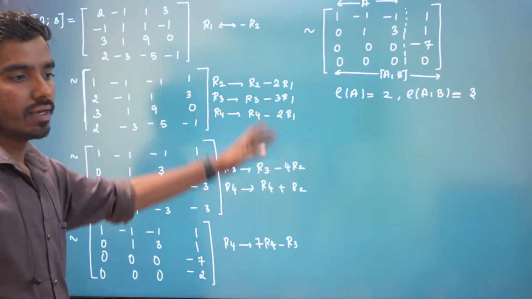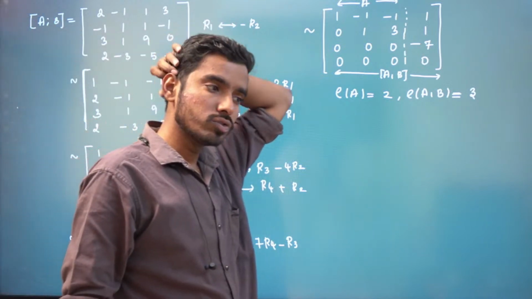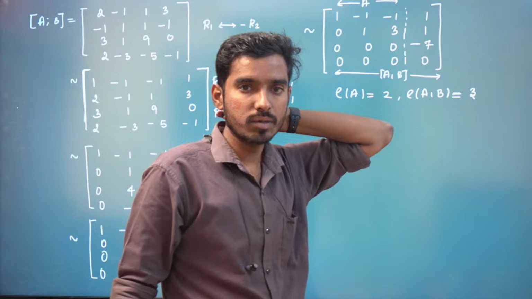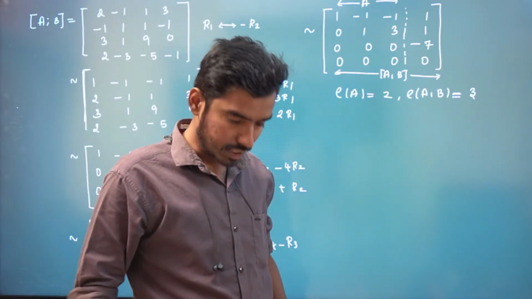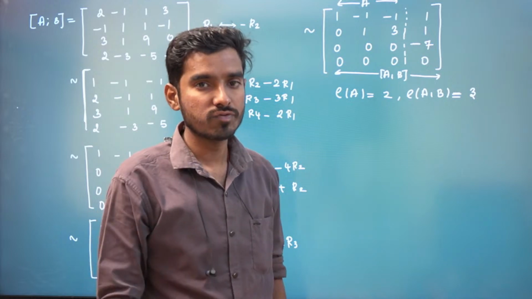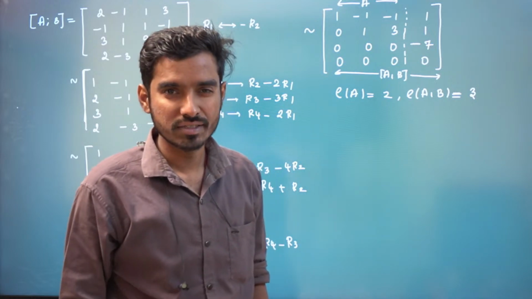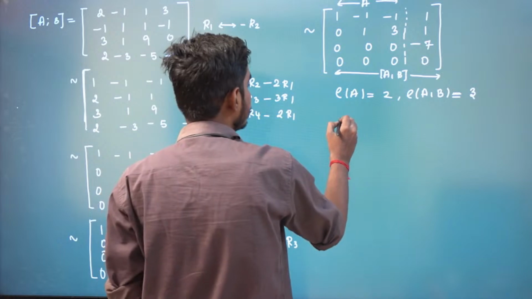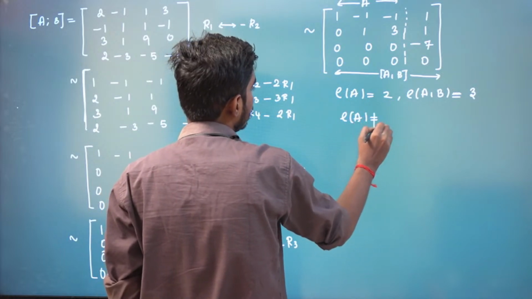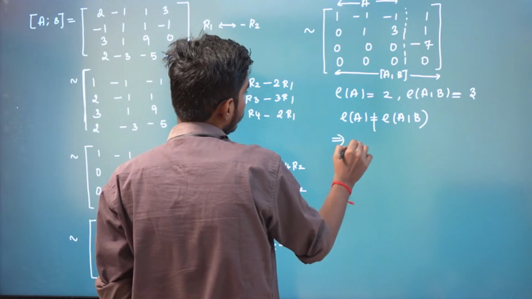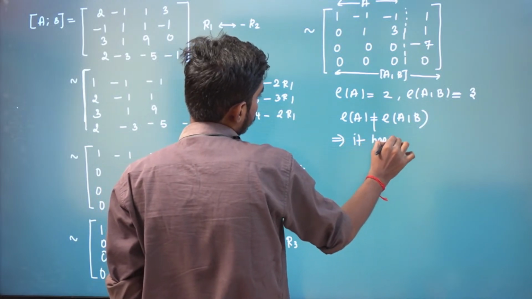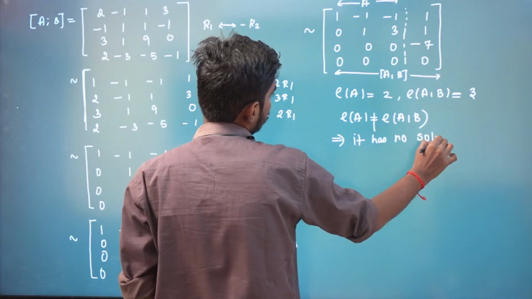So I've already explained how to solve a homogeneous and non-homogeneous system in the live lectures. You just go to the live section. You can watch all the videos of how to find the solutions for homogeneous and non-homogeneous, right? Okay. Now that means here you see rank of A is not equal to rank of A comma B. That means it has no solution, right? It has no solution.